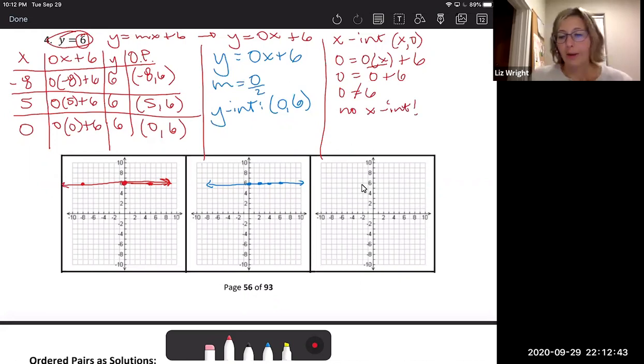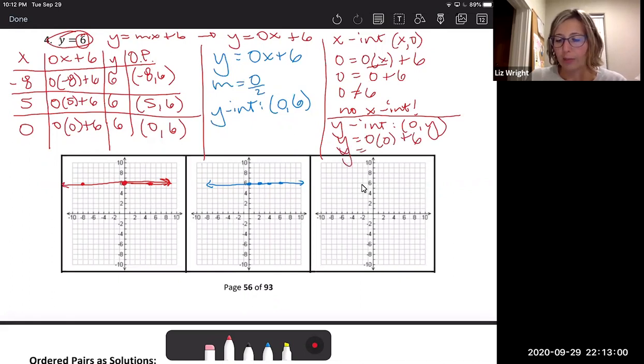Okay, so let's look at our y-intercept. Our y-intercept is going to be (0, y). So we are going to be plugging 0 in for x, and we are solving for y. So y is going to equal 0 plus 6, and y equals 6. Then we're going to be graphing the point, put it as an ordered pair, (0, 6).